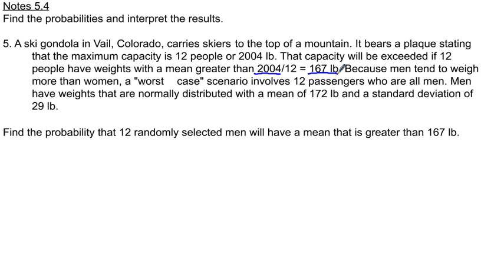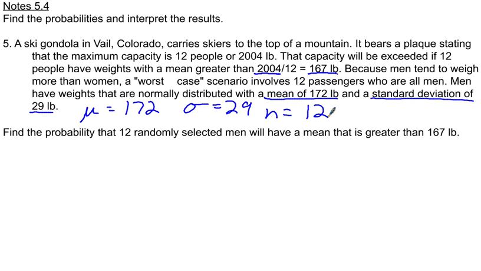Because men tend to weigh more than women, a worst case scenario involves 12 passengers who are all men. Men have weights that are normally distributed with a mean of 172 pounds and a standard deviation of 29 pounds. So we have a mean of 172, a standard deviation of 29. Our sample size is 12. We want to find the probability that 12 randomly selected men will have a mean that is greater than 167 pounds. So we want the probability that x bar is greater than 167.